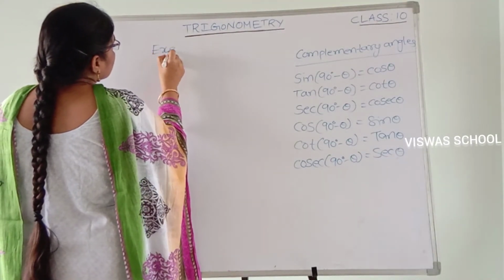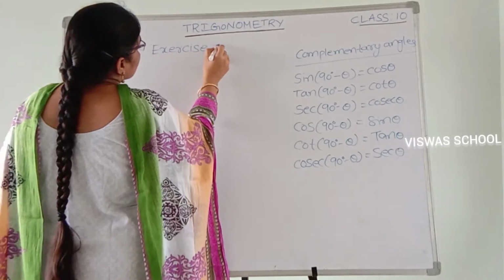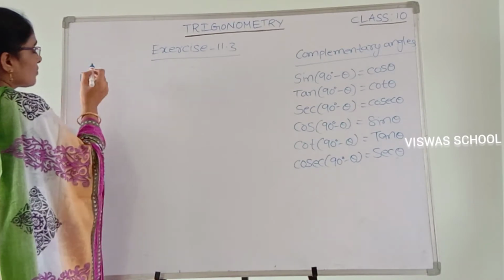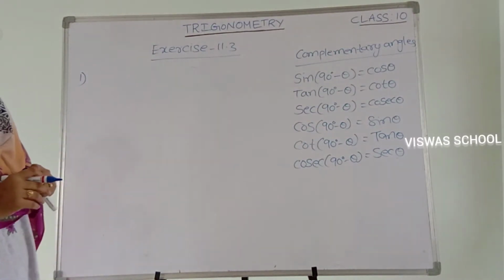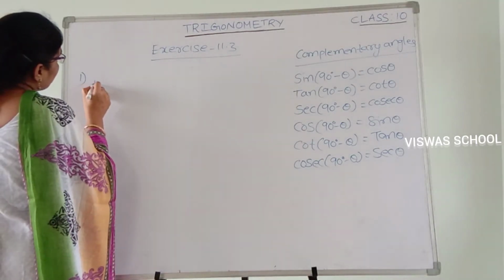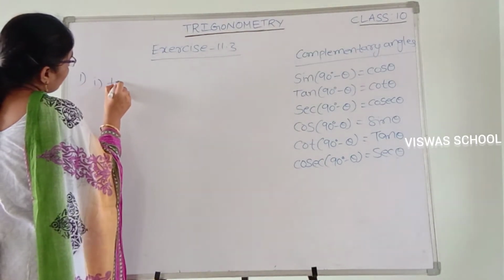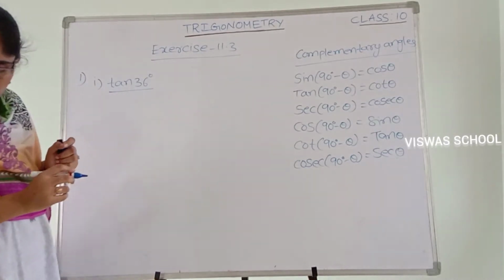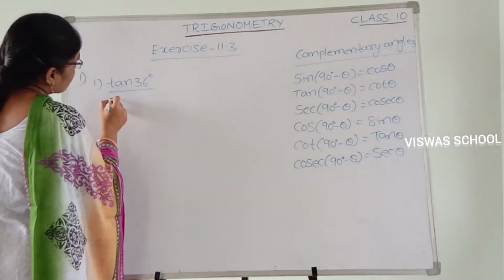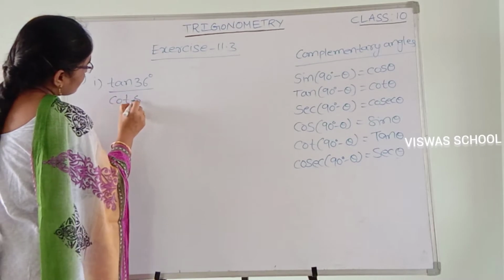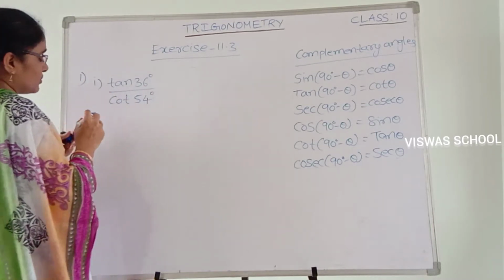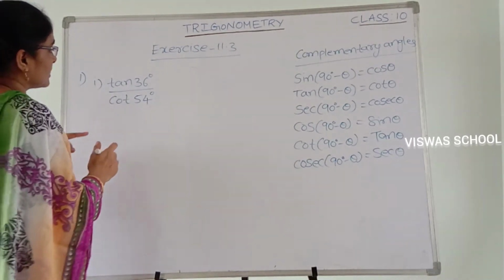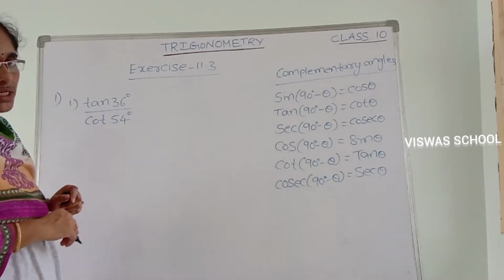Exercise 11.3. In this, the first problem, the first Roman, is evaluate. In this, the first bit is to evaluate tan 36 degrees by cot 54 degrees. We have to find this value. By using complementary angles we can solve this one, that is here tan 36 by cot 54.